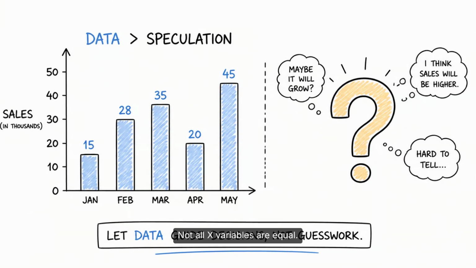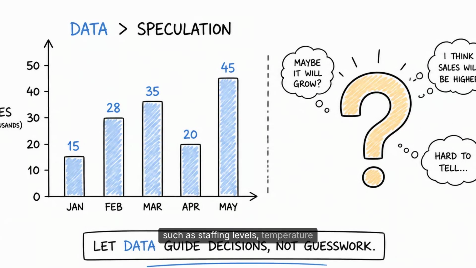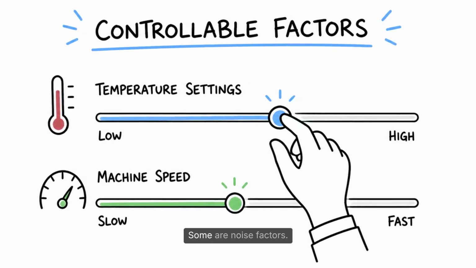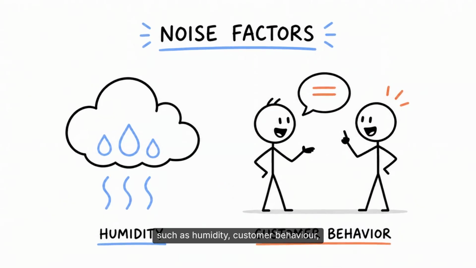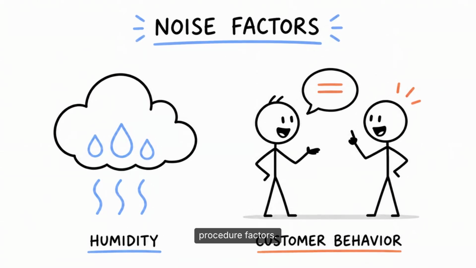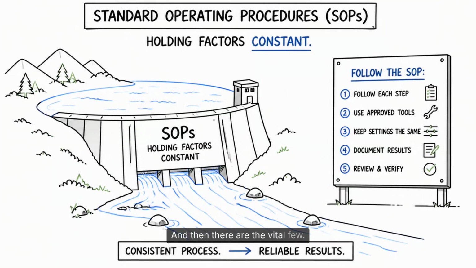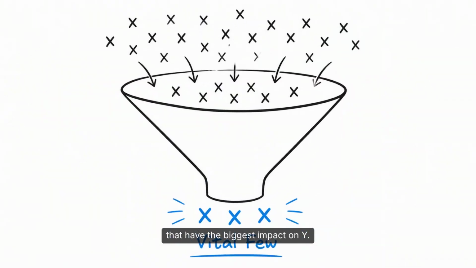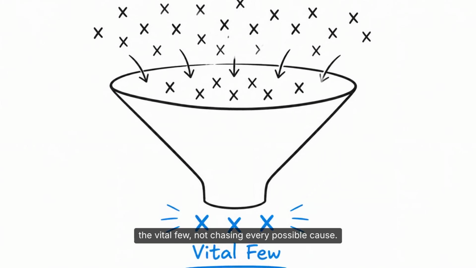Not all X variables are equal. Some are controllable factors. These are things the team can change, such as staffing levels, temperature settings, inspection methods, work instructions, or machine speed. Some are noise factors. These are things that are harder to control, such as humidity, customer behavior, supplier variation, or demand changes. Some are standard operating procedure factors. These should be held constant through clear instructions and training. And then there are the vital few. These are the small number of X variables that have the biggest impact on Y. A strong Greenbelt project is about finding the vital few, not chasing every possible cause.